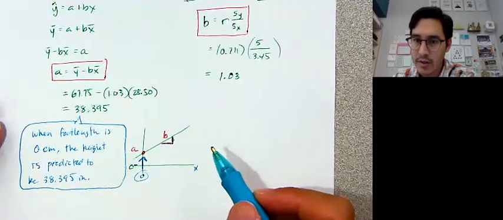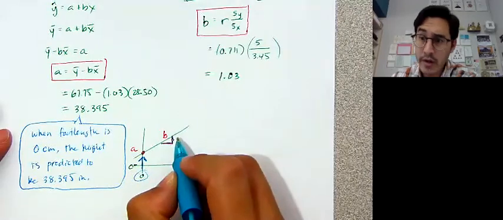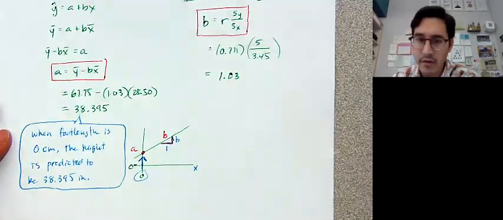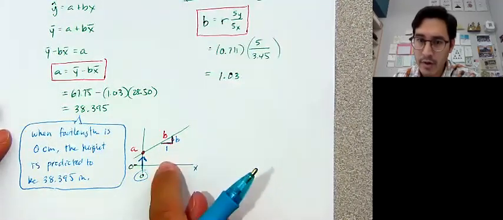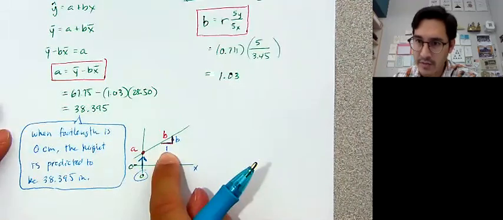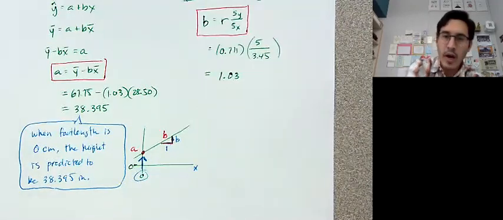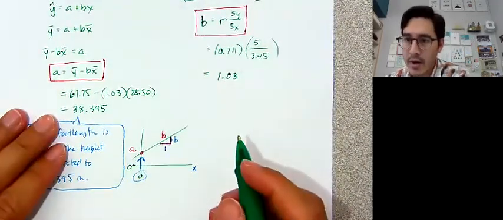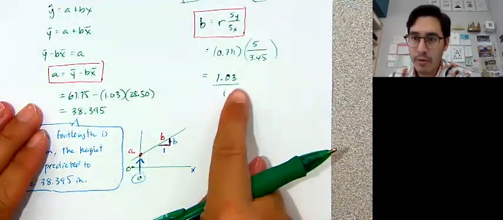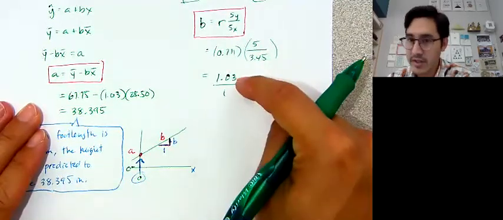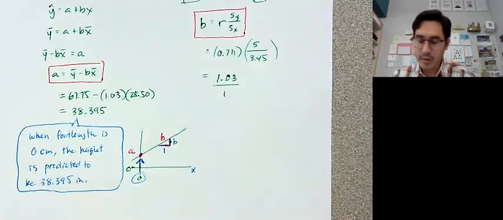So we could write this as, if the slope is b, that's the same as b over 1, right? So we could think of there being a b unit change in the y variable for every 1 unit change in the x variable. Like I can always write any number as a fraction, right? Just put it over 1. So my slope is 1.03 over 1. So this is the change in y versus the change in x. And that's how we're going to interpret it.